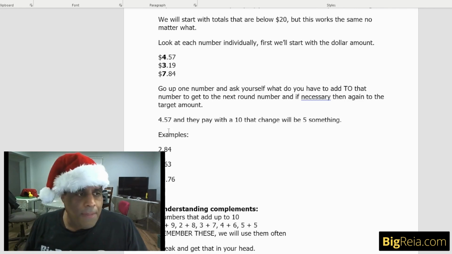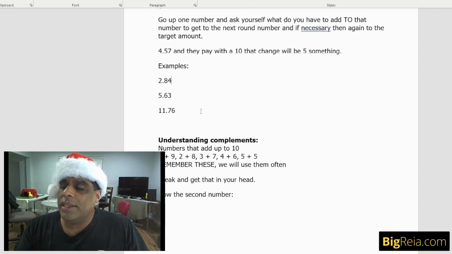We go to the next number above, which is $3. How do we get from 3 to, let's say they paid out of 20. 3 to 10 is 7, plus 10 to 20, right? So $17, right? Now let's look at the next one here. $5.63.